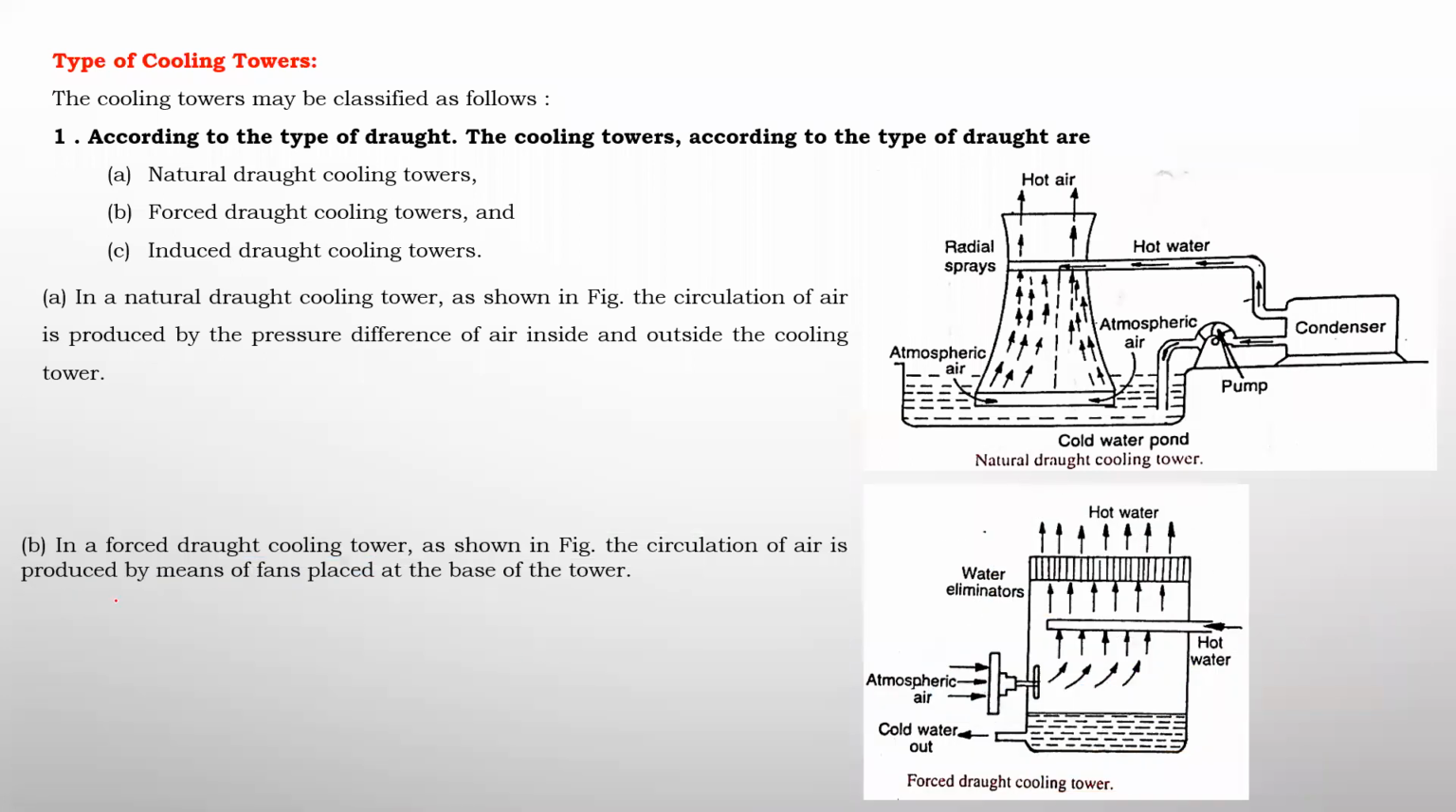This is called forced type, forced draft. Why the name forced? This is nothing but a fan which circulates air forcibly inside the cooling tower. With high velocity the air enters the cooling tower and moves in the upward direction, and once this air with high velocity moves upward, hot water from the condenser will be sprayed downward.